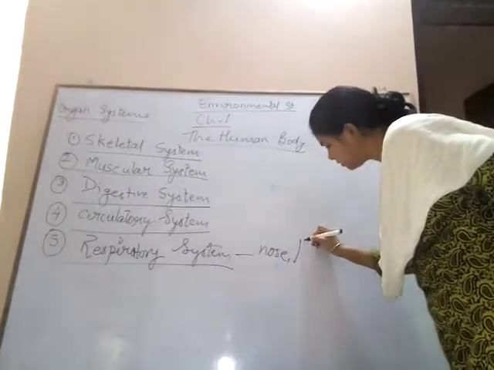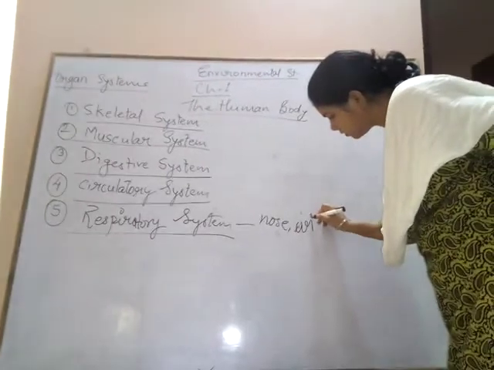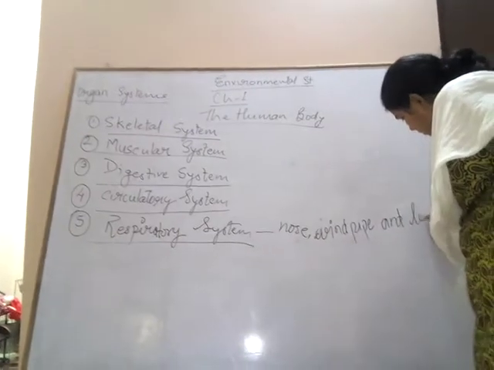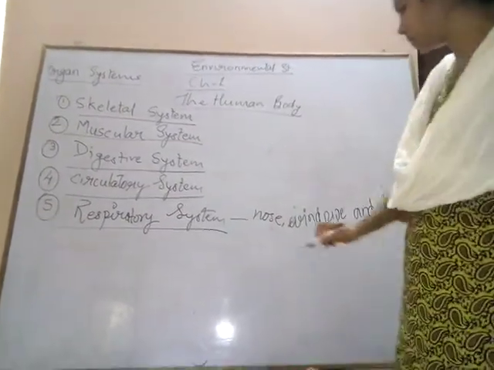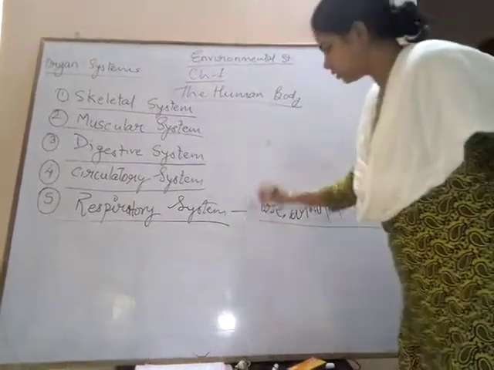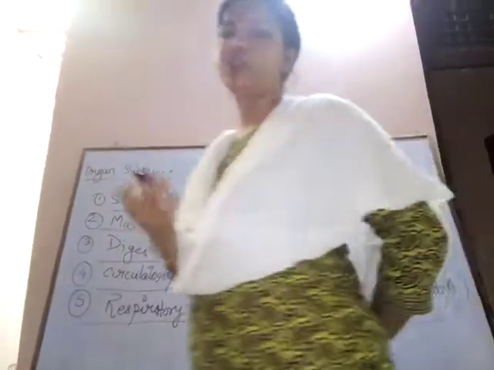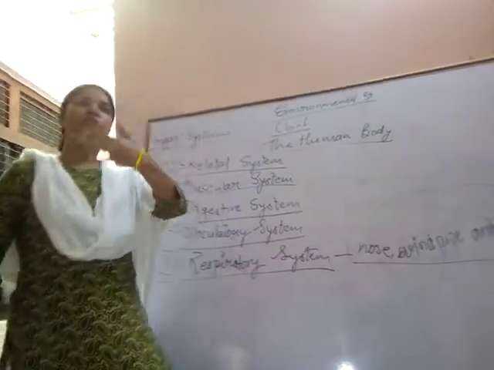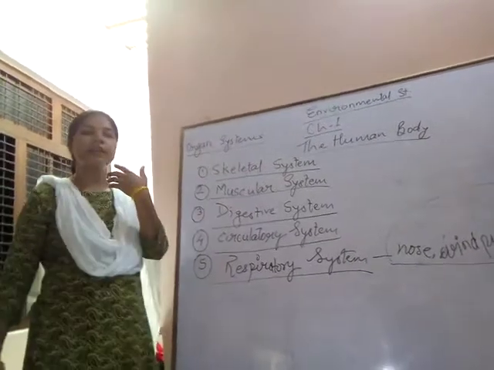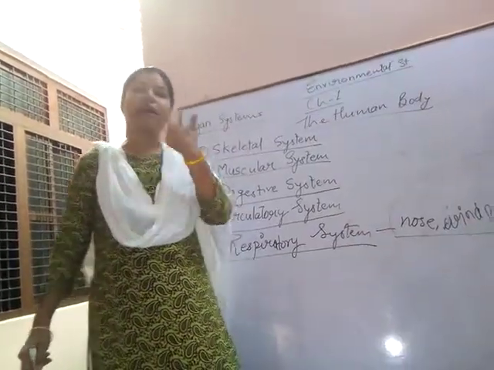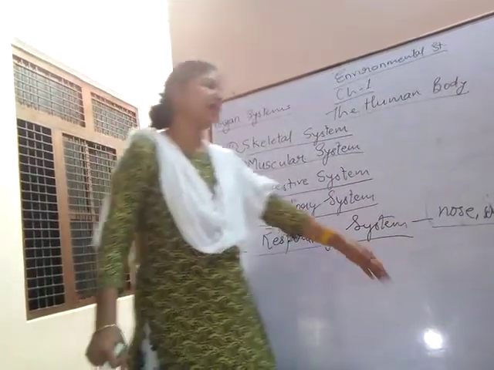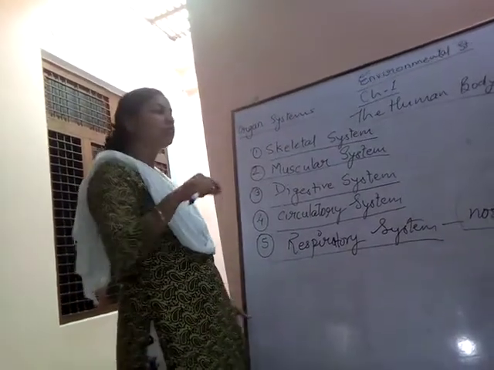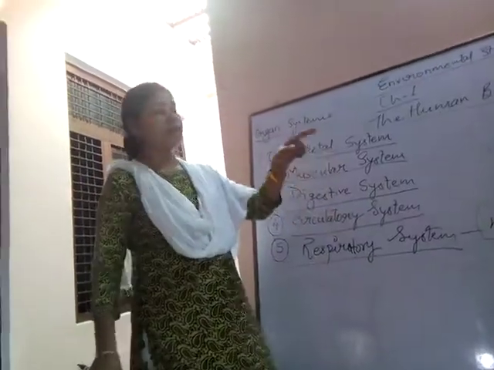Nose, windpipe, and lungs. Okay. So the respiration starts from our nose. When you inhale, here are the nostrils that allow the air to go inside, and the windpipe is a very thin tube that allows the air to go inside to our lungs.